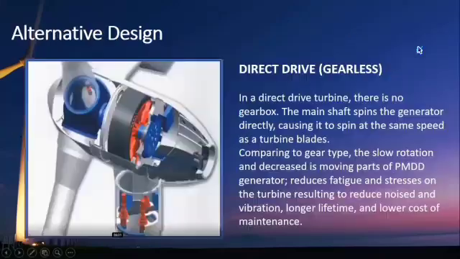Next, direct drive, gearless. In a direct drive turbine, there is no gearbox. The main shaft spins the generator directly, causing it to spin at the same speed as the turbine blades. Compared to the geared type, the slow rotation and decreased moving parts of the PMDD generator reduce fatigue and stresses on the turbine, resulting in reduced noise and vibration, longer lifetime, and lower cost of maintenance.